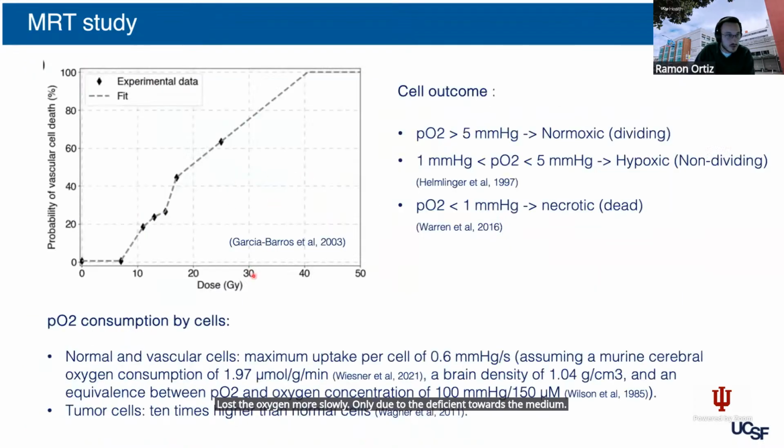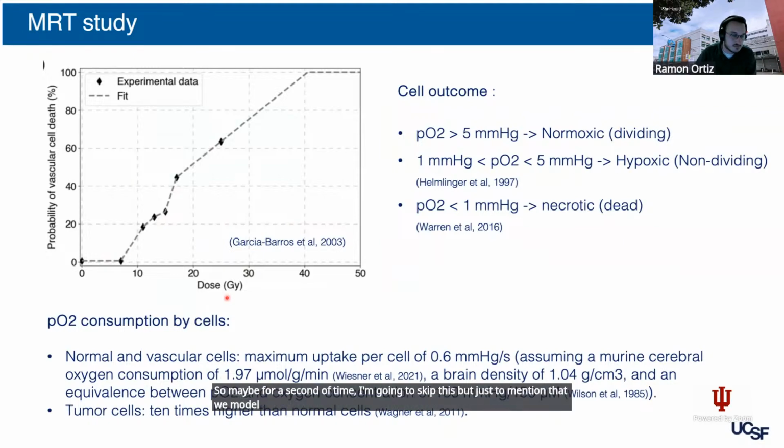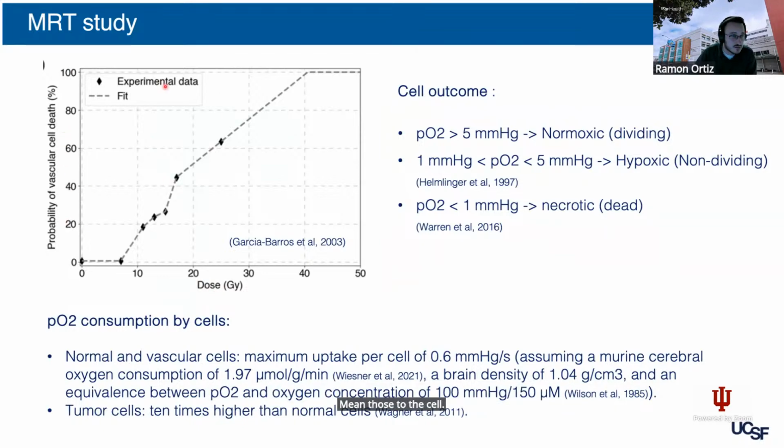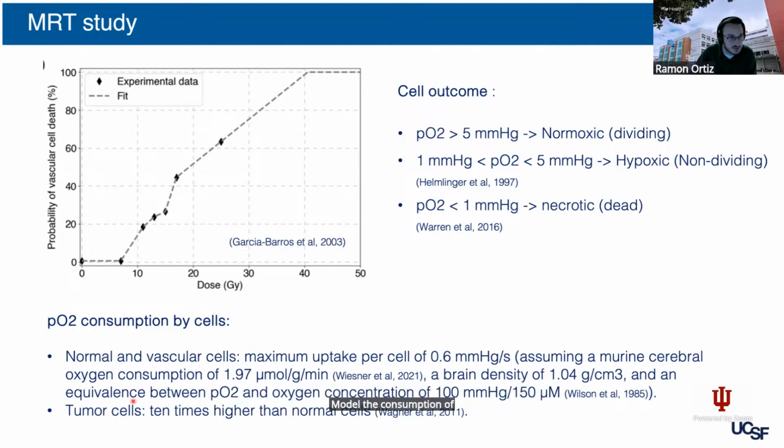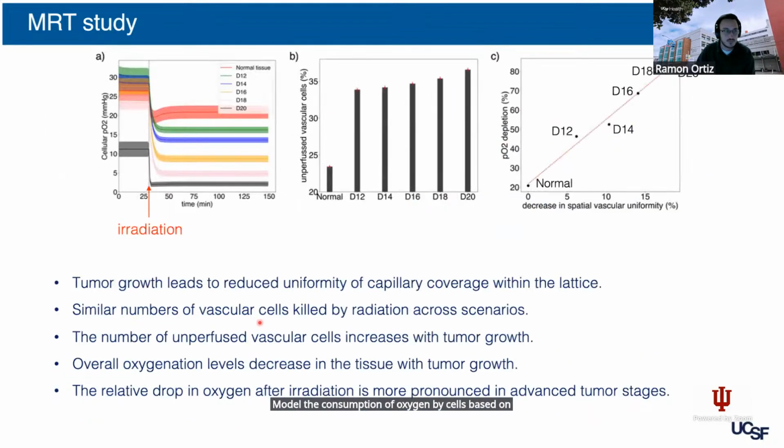So maybe for the sake of time, I will skip this, but just to mention that we modeled the death of vascular cells based on the mean dose received by the cell and the probability of vascular cell death measured experimentally, and we determined the cell outcome based on the different levels of oxygenation in each of the cells, with the outcome being normoxic dividing cell, hypoxic non-dividing, or necrotic. And also we modeled the consumption of oxygen by cells based on values found in the literature.